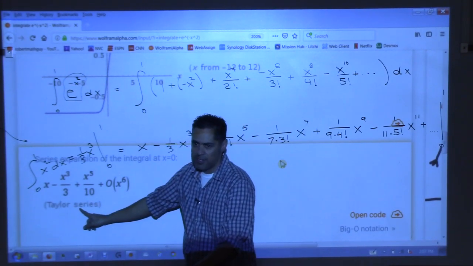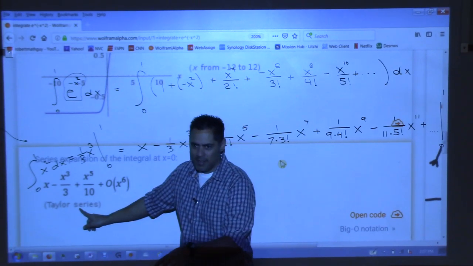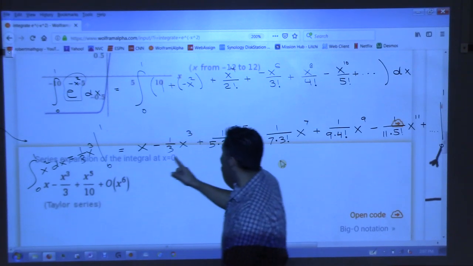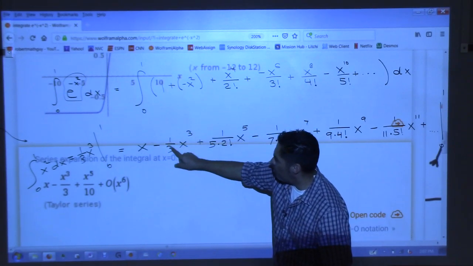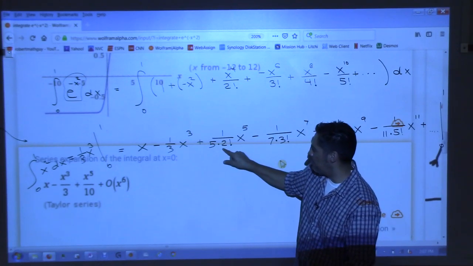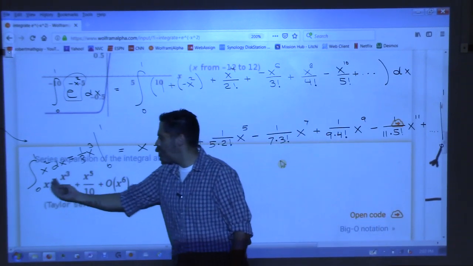It says Taylor series, but remember, a square is a rectangle, right? So it's giving us the Maclaurin series, and the first 3 pieces of the antiderivative were x minus 1/3 x cubed plus 2 factorial is really 2, so this 5 times 2 is 10. This is 1/10 x to the 5th. See? It gave us the first 3.